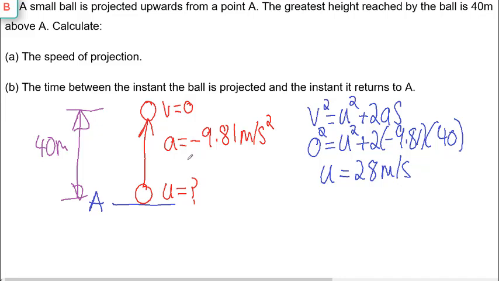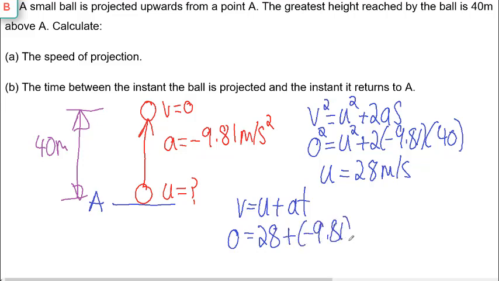So to find the time going up, we use v equals u plus at. The final speed we know is 0. We've just calculated the initial speed, plus minus 9.81 multiplied by time. Subtract 28 from both sides and divide both sides by minus 9.81. We get a time value of 2.8 seconds.